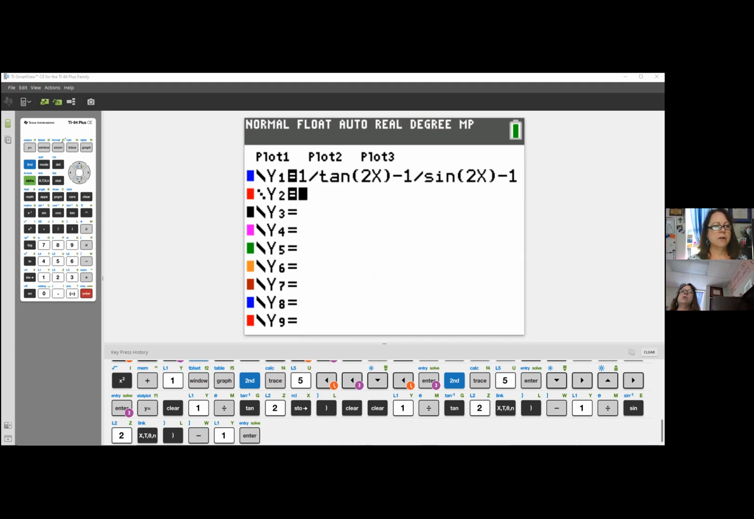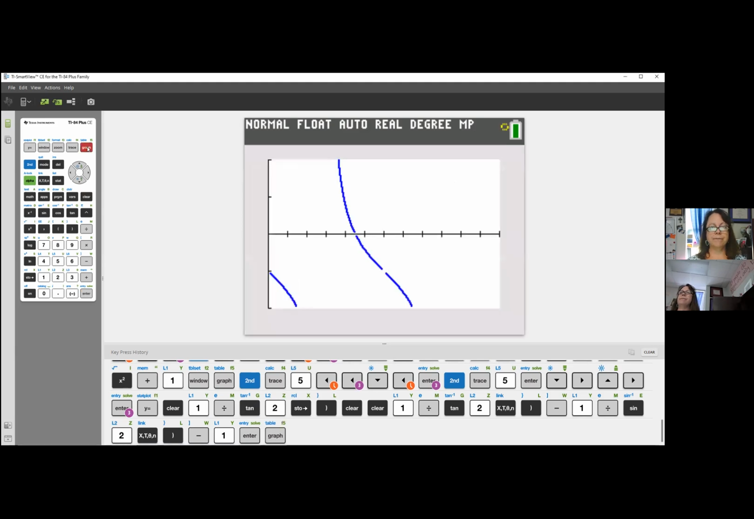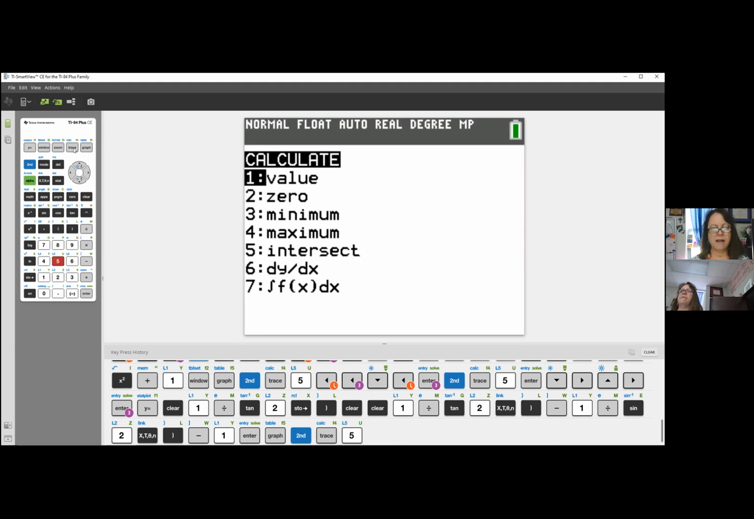All right, let's clear that. The window is already set to 0 to 360, so I'm ready to go ahead and hit graph at this point. I need to calculate my intersections. It looks like I'm going to have 2 answers there, so we're going to do our second, calculate number 5, intersect.